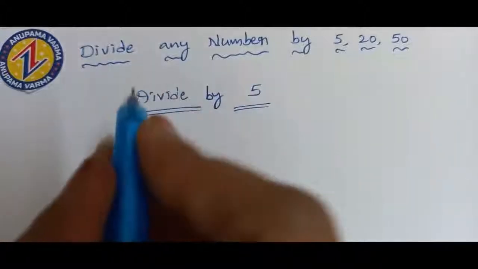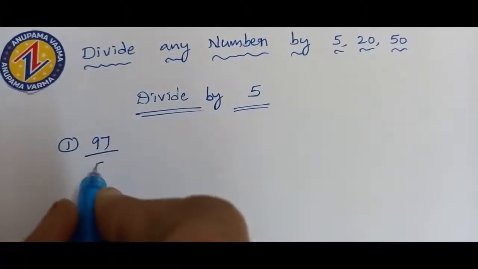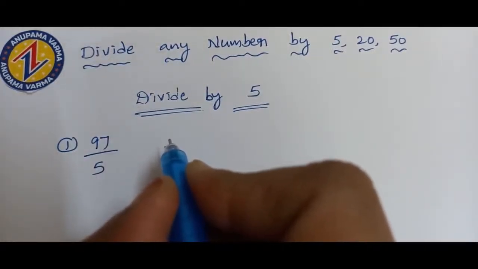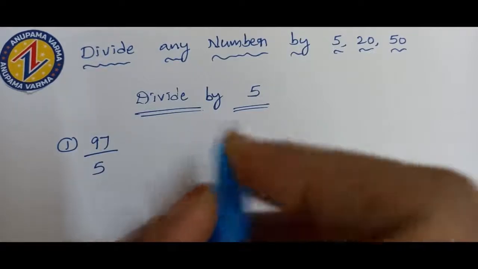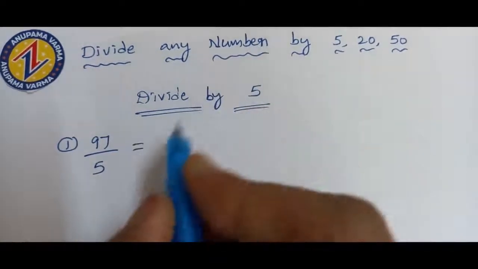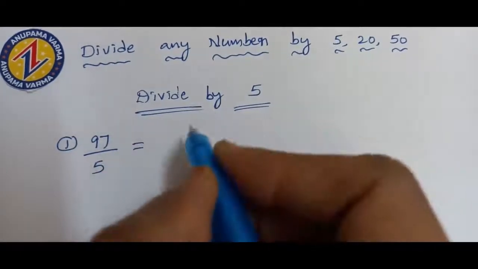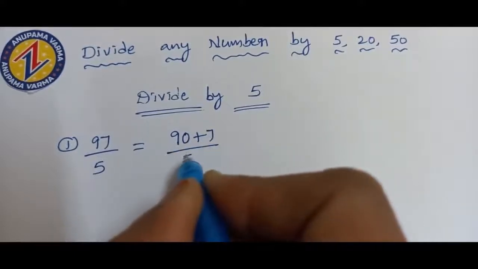Let's take one example. 97 by 5. For this you don't need to divide, we just need to know how to double the number. To double the number, use place value method or expanded form. That is 90 plus 7 by 5 as it is.